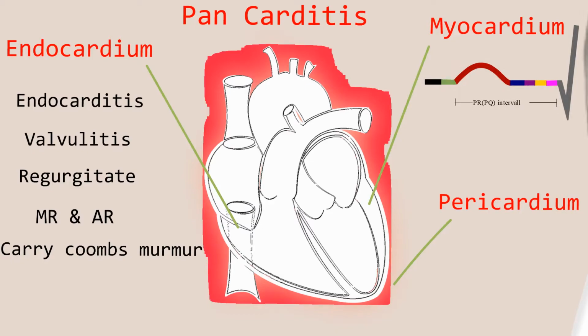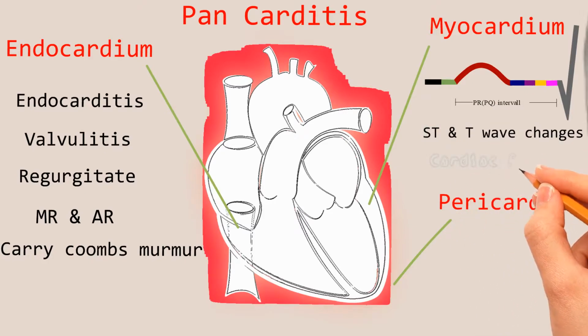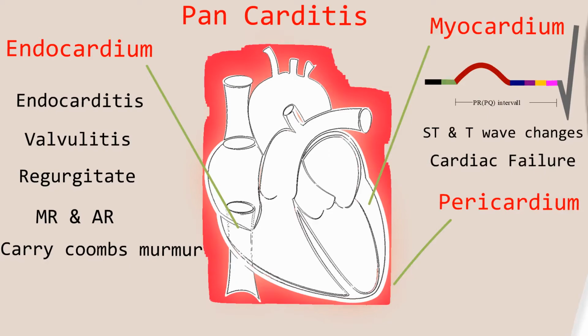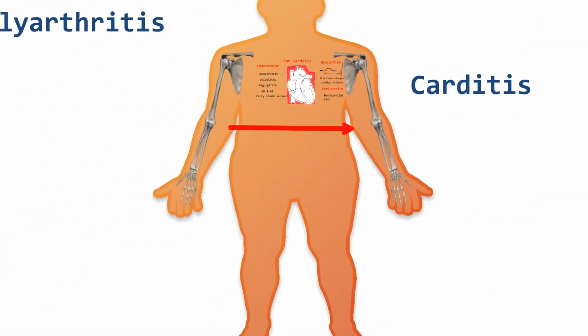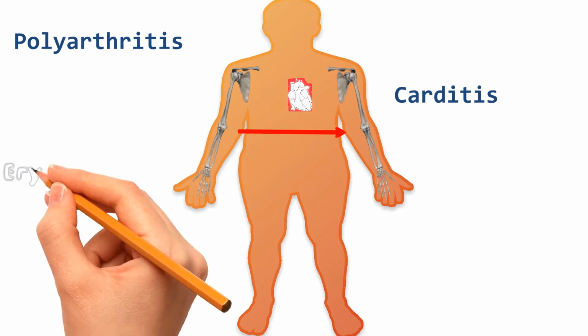first-degree heart block. ECG also shows ST and T wave changes. Cardiac failure may be due to myocardial dysfunction or valvular regurgitation. Due to rubbing of the inflamed pericardium, a scratchy sound is produced, called pericardial rub. In addition to these clinical features, the patient may also complain of skin lesions, such as erythema marginatum.